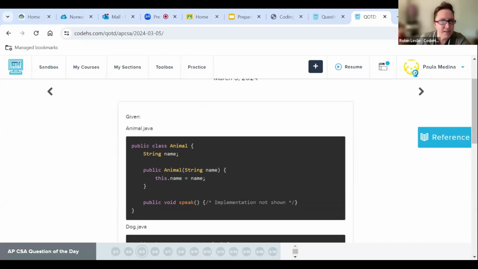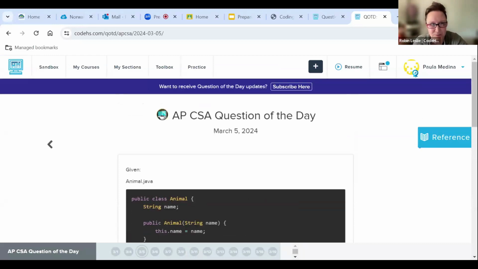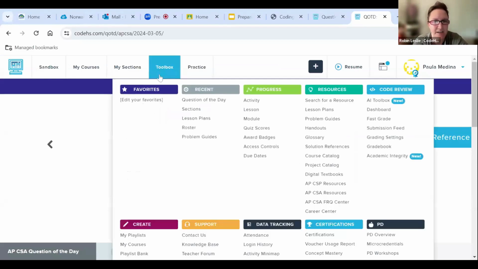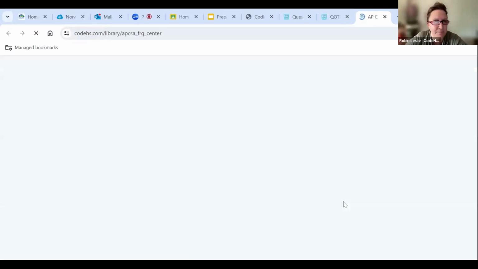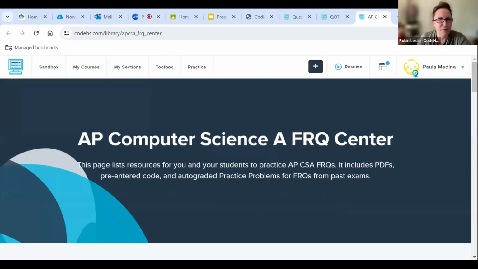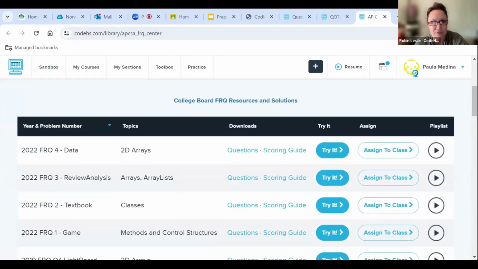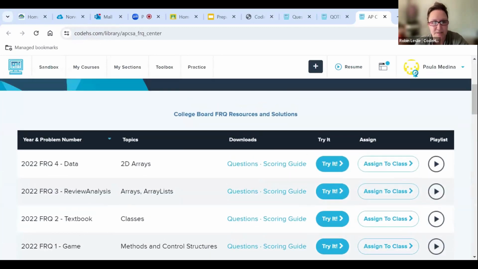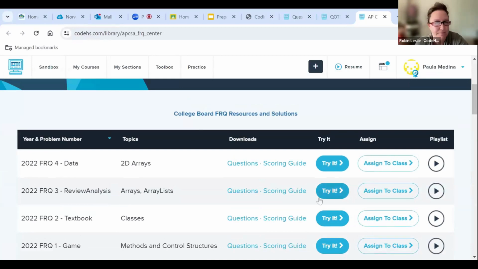And then the other thing that we wanted to show them was how to get to the FRQ Center. So if you want to go up into your toolbox. Awesome. And then under resources, you can see there are APCSA resources, and then there's the APCSA FRQ Center. Yeah, go ahead and click. And then if you want to kind of show them around, we can even show them how to take a look at them and assign them to their classes.